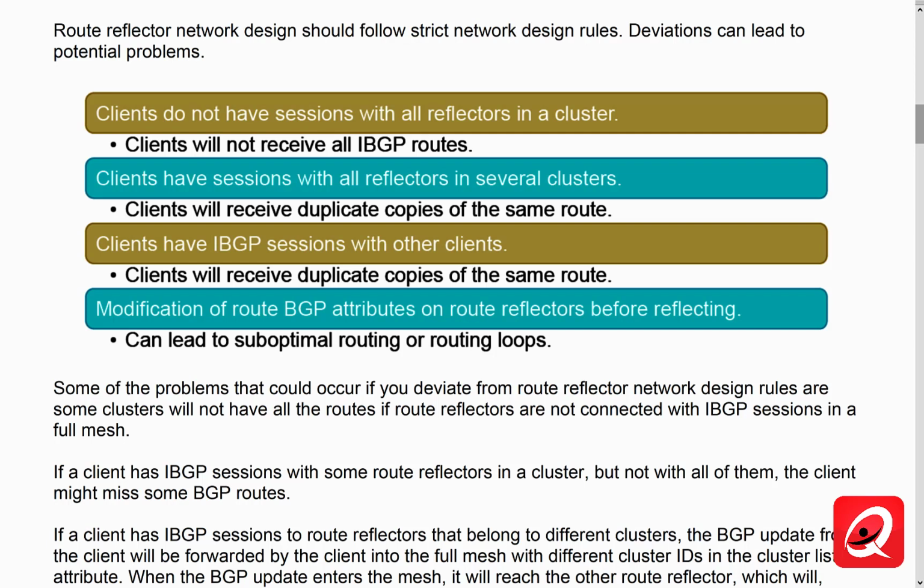Modification of the route BGP attributes on route reflectors before reflecting. In this case, because the attributes are how we make decisions on how we're going to route, this can definitely lead to suboptimal routing. We have to make sure that our route path selection process takes into account these modified attributes.